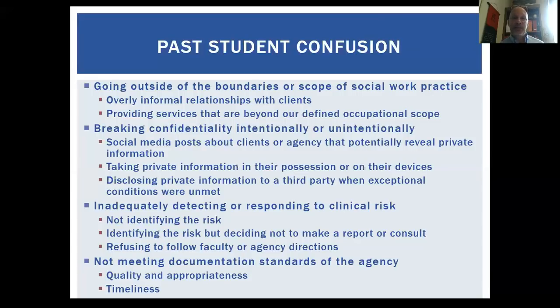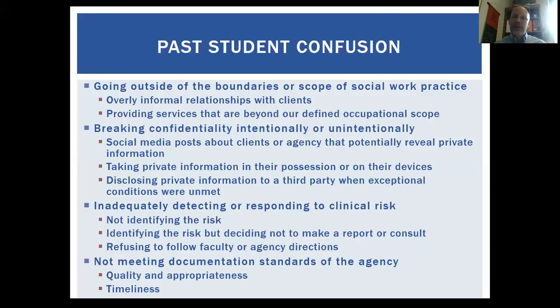Also, there have been situations where a student has been in possession of private information, such as client records, either physical records in their backpack or bag, or records that they've downloaded on their devices, phones as well as computers, and then had either lost their devices or backpacks or had them stolen. And then there's a potential breach that way. And there have been times when students have broken confidentiality by telling one client something about another client, particularly in a school setting or a residential setting where clients may have social relationships with each other, and there have been unintentional disclosures of that nature. So be super careful about that.